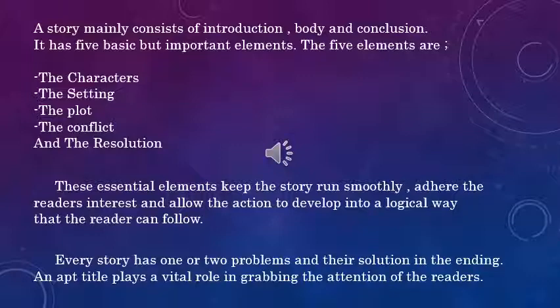So, children, basically a story consists of an introduction, body, and conclusion. There are five basic but important elements: the characters, the setting, the plot, the conflict, and the resolution. These are the key elements that make a story run smoothly, invoke the reader's interest, and allow the action to develop in a logical way. Every story has one or two problems and their solution in the end. An apt title also plays an important role in grabbing attention.